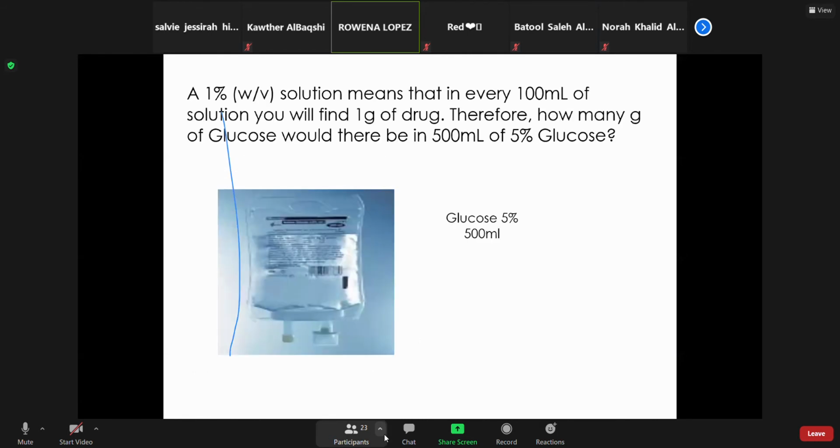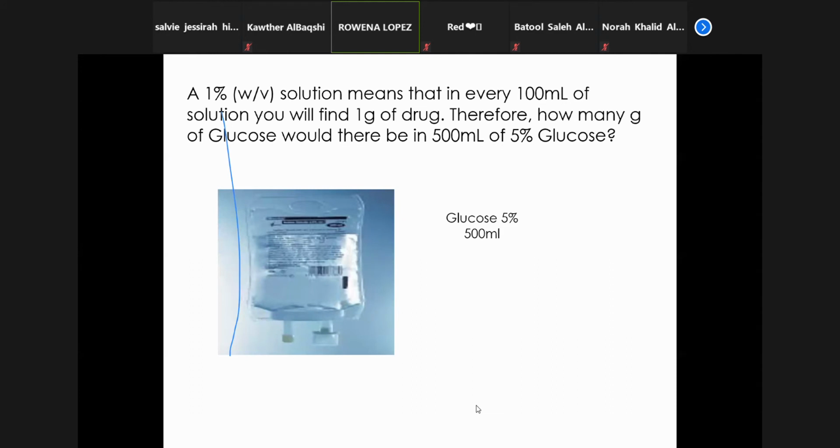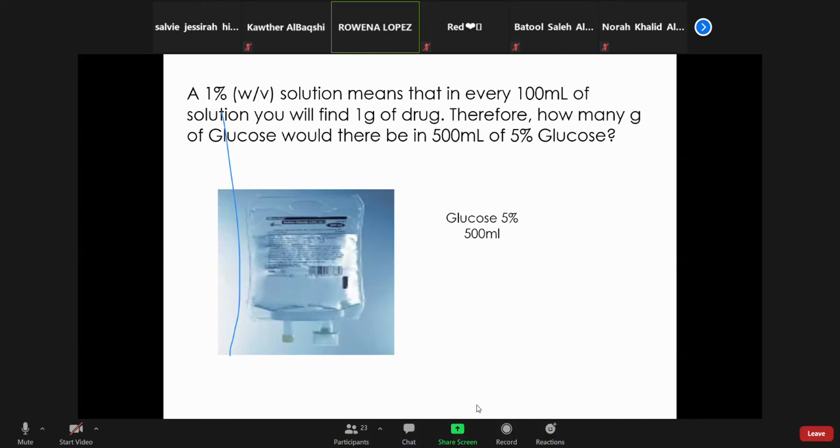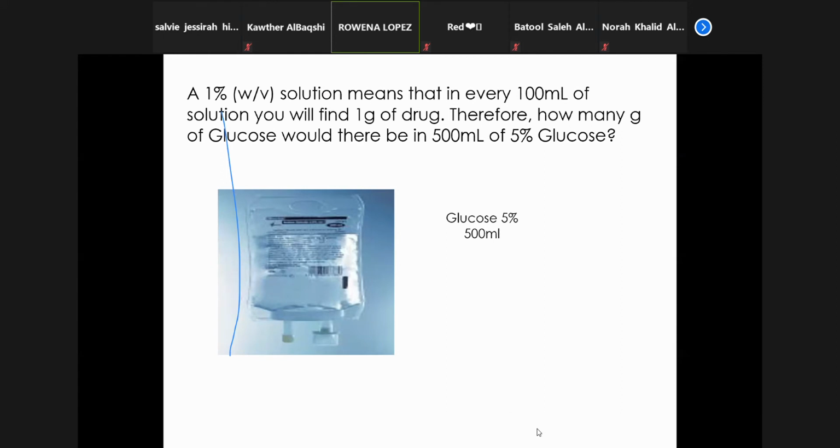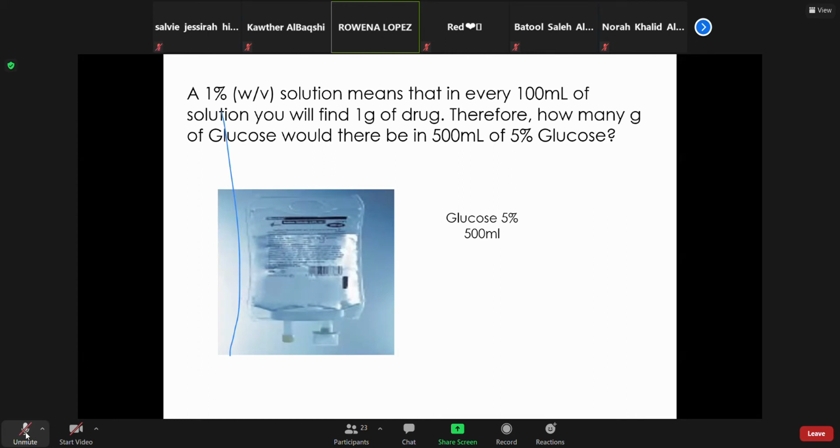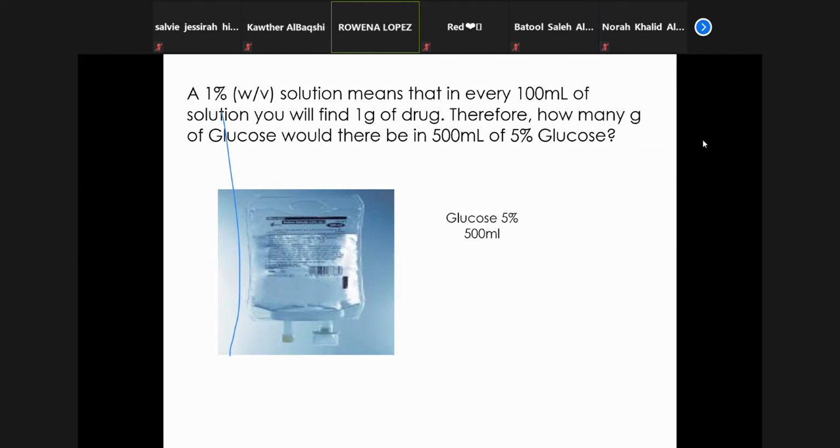Okay. Another question. A 1% W/V solution means that in every 100 ml of solution, you will find 1 gram of drug. Therefore, how many grams of glucose would be there in 500 ml of 5% glucose? Okay, repeat. A 1% W/V solution means that in every 100 ml of solution, you will find 1 gram of drug. Therefore, how many grams of glucose will be there in 500 ml of 5%?